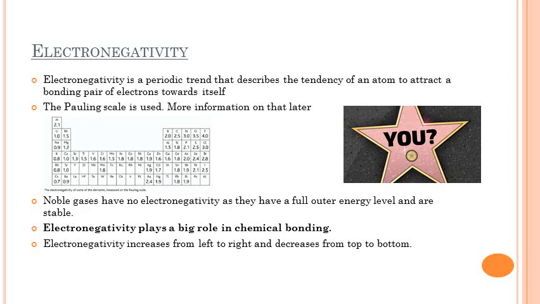Two important things to remember when considering electronegativity are: number one, noble gases have no electronegativity, as they have a full outer energy level and are stable. Number two, electronegativity plays a big role in chemical bonding, and it increases from left to right and decreases from top to bottom. A simple analogy to remember this is that the more famous you are, the more haters you attract. Similarly, the more positive the nucleus, the greater the electronegativity.